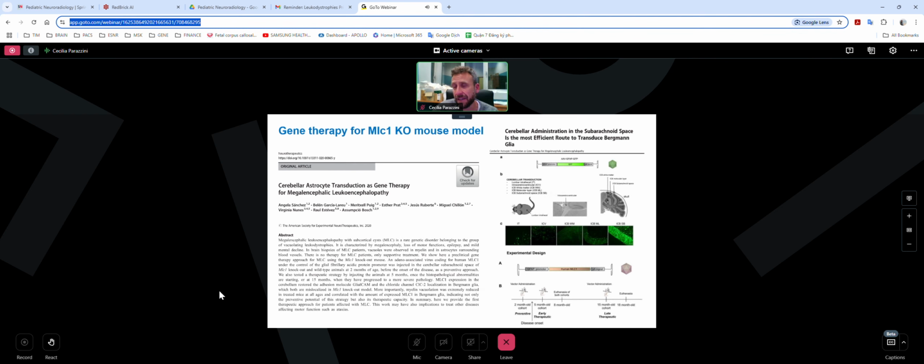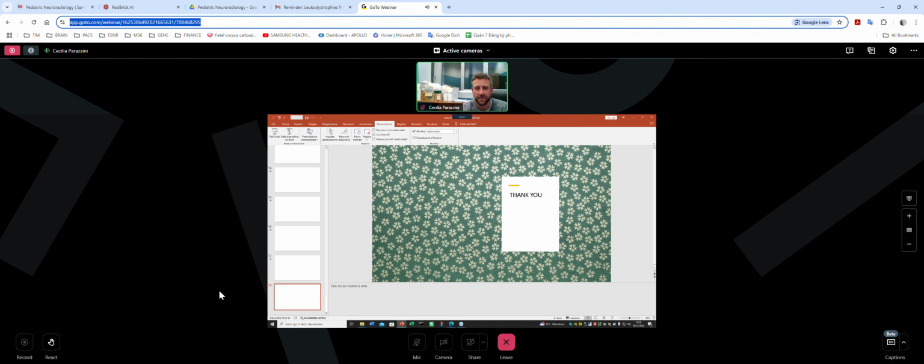There are some preclinical studies that suggest that gene therapy could be a promising therapeutic strategy for MLC, but we will have to wait also in this case in the future to see if it will be proven as efficacious or not. And with that, I really thank you for your attention, and I leave the floor to my colleague for the neuroradiological part.